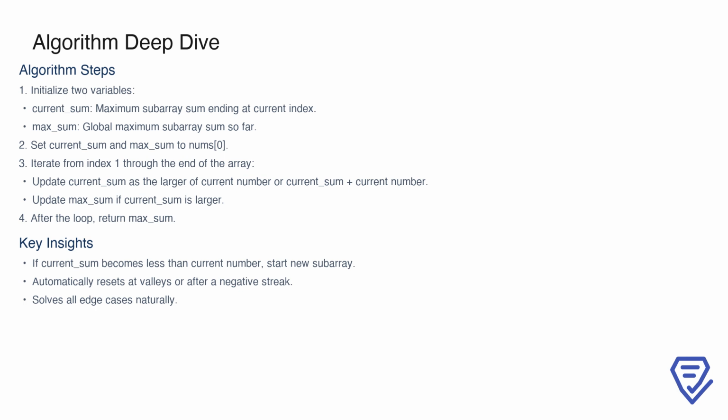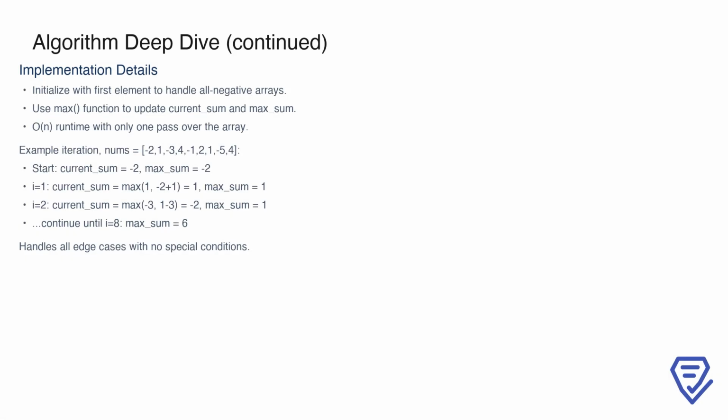Moving deeper into the implementation details, you always initialize current_sum and max_sum with the first element of the array. This is essential because if the array is all negative, you want to guarantee that the result is not mistakenly set to 0 or a positive number not present in the input. As you iterate, you use the max function to decide whether to start a new subarray or continue the existing one.